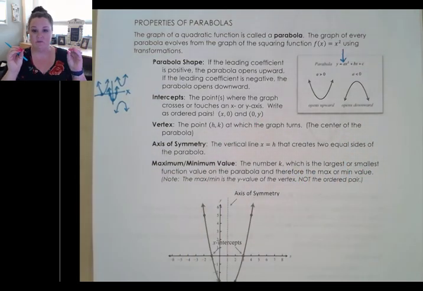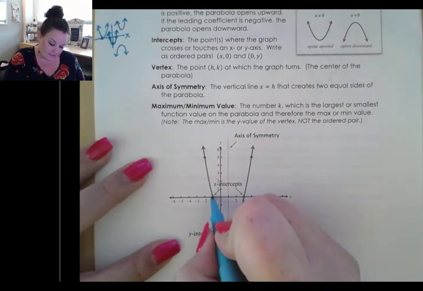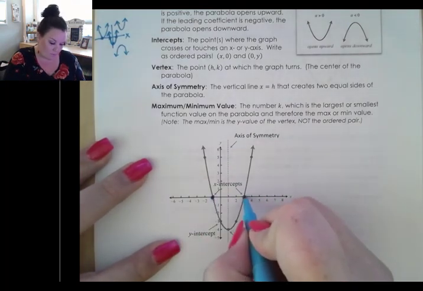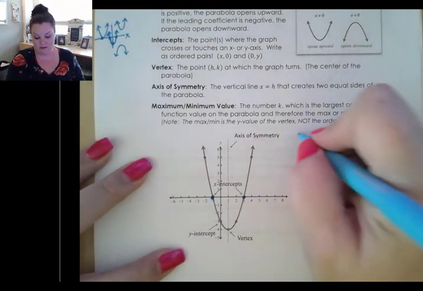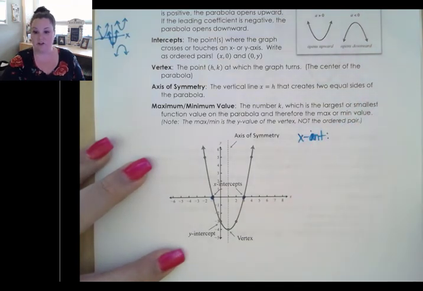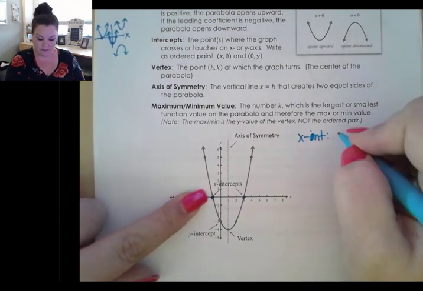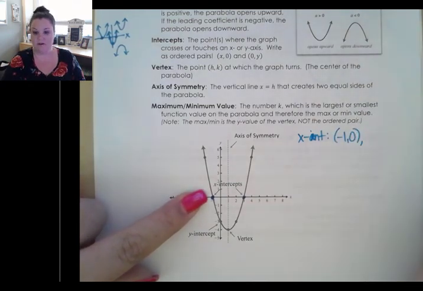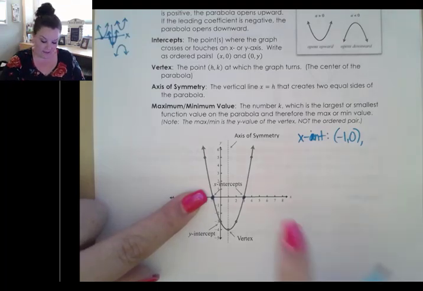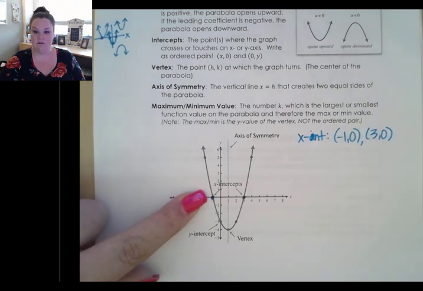So x-intercepts is where the graph touches or crosses the x-axis. So you can see down here, these are our x-intercepts, right? So if I wanted to write the x-intercepts of this graph, this one crosses at -1, so we would write that as (-1, 0), right? Because these are always points. And then it also crosses over here at 3. So we would write that as (3, 0), okay?